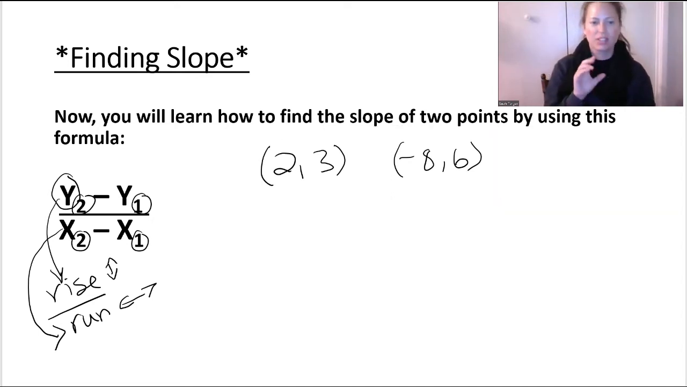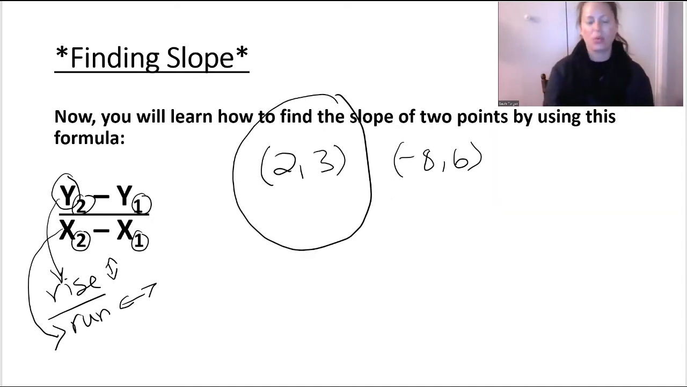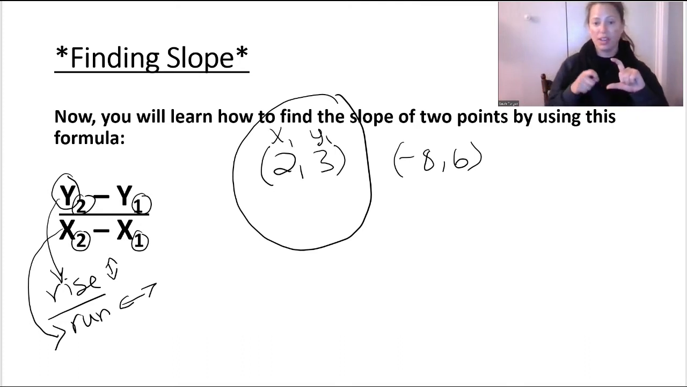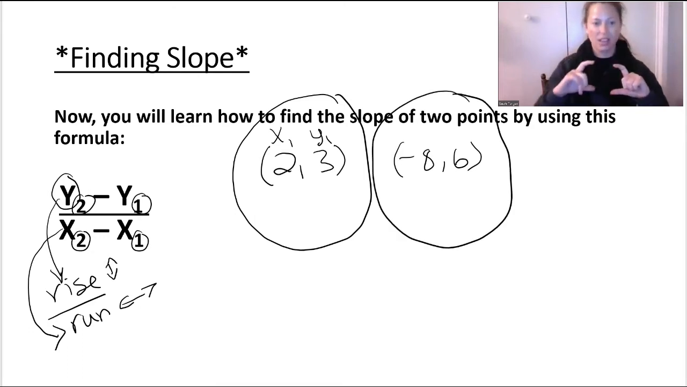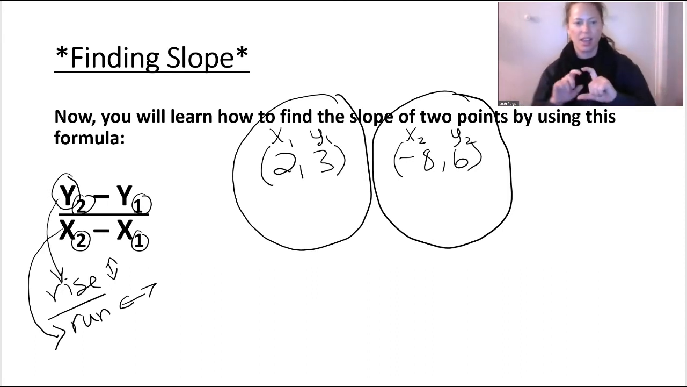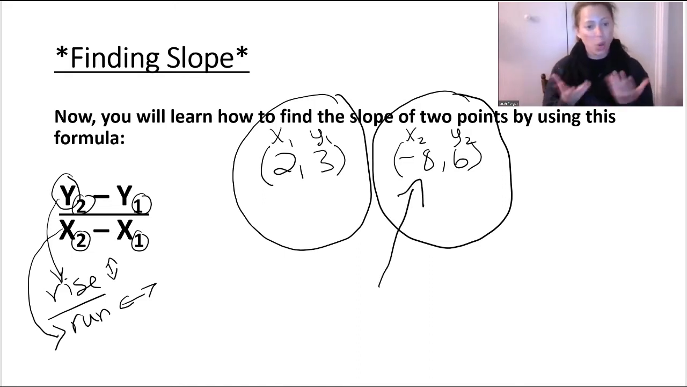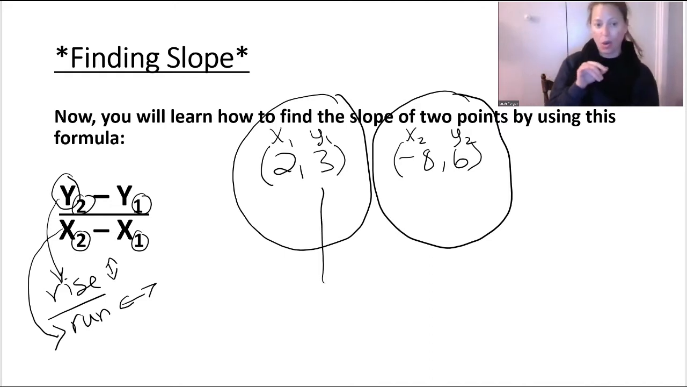So think of this. This is my first coordinate. So I'm going to say this is x1 and this is y1 because it's the first coordinate that I have. If I look at this one, this is going to be x2 and this will be y2 because I'm referring to the second coordinate. So if I say, what is my x2? You will directly say, oh, that's -8. If I say, what is my y1? You should be able to say, oh, that's 3.